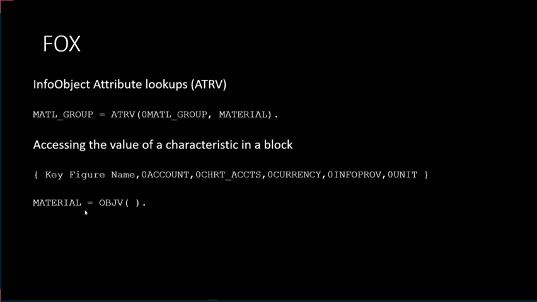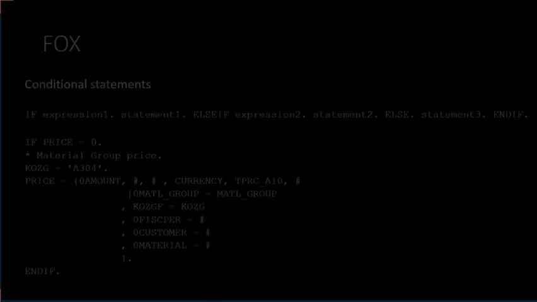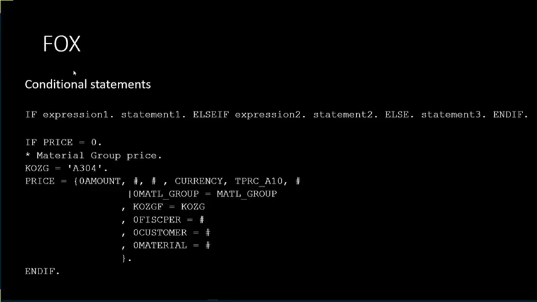So we can assign that to an info object, and that info object must be typed to zero material, so the object that's in the block. Next is conditional statements, and that is the if statement. And the if statement has the following syntax: if followed by an expression and a statement, followed by several else if statements, an else statement, and then an endif statement.